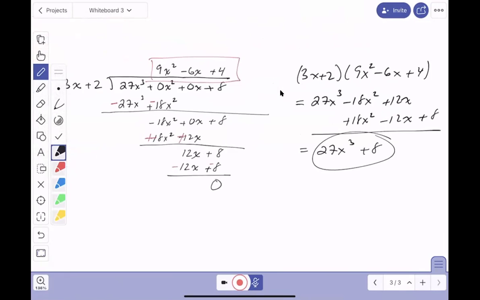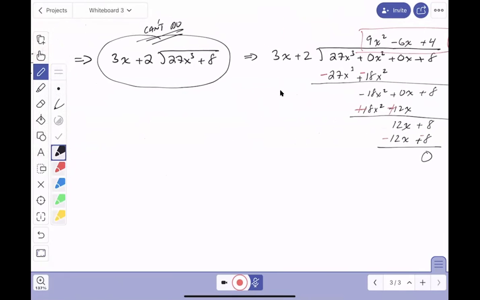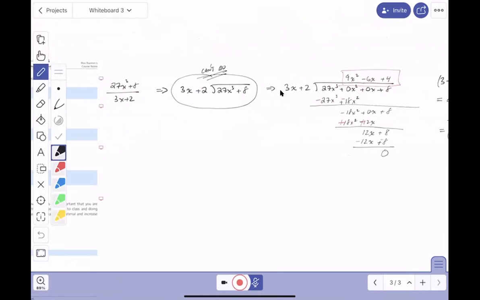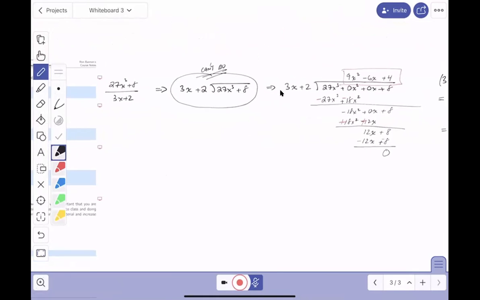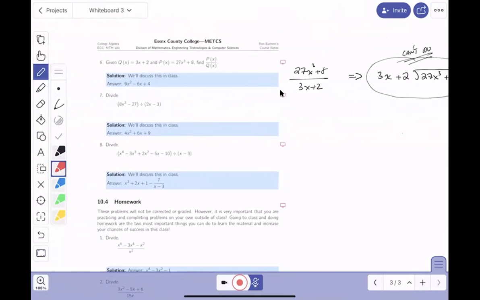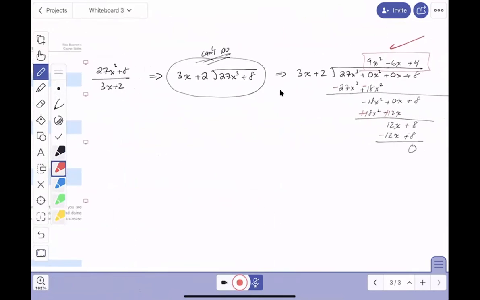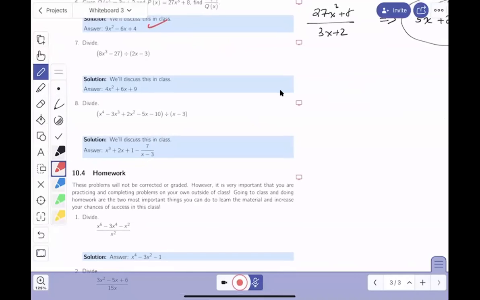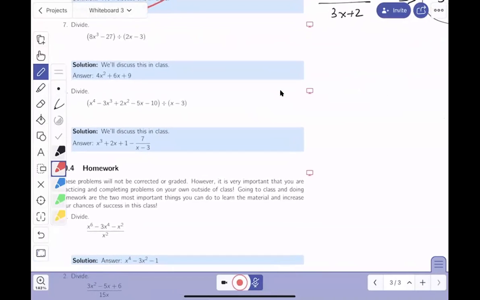Is that what it's supposed to be? Sure is. Let me go back to the key though. I want to point out I'm looking for 9x squared minus 6x plus 4. That's what I'm looking for. So 9x squared minus 6x plus 4. We did good. Checks. All right, let's do number 7.